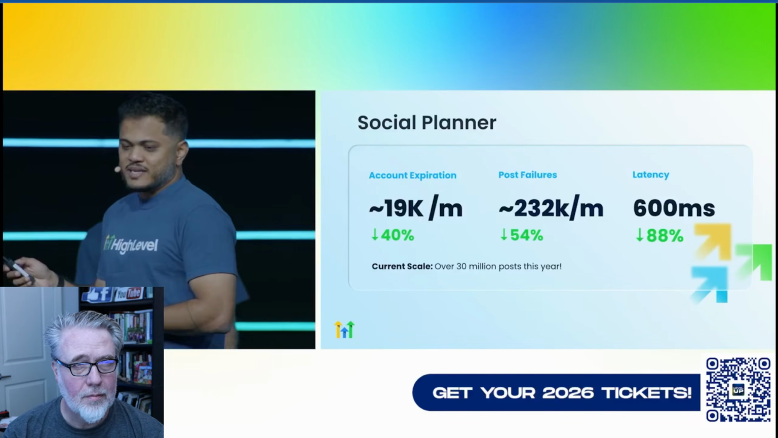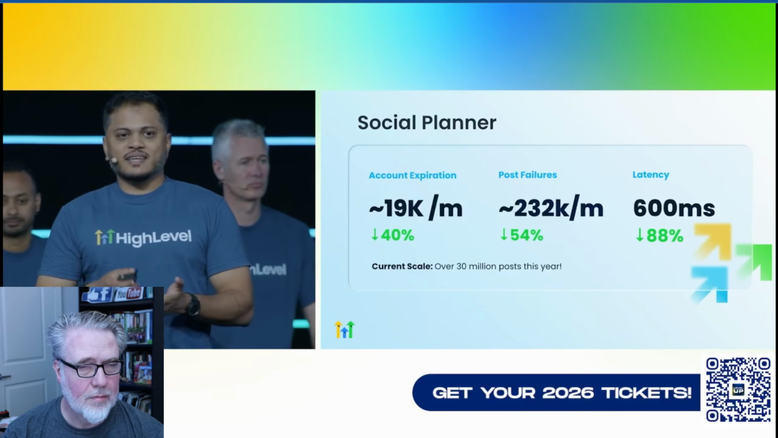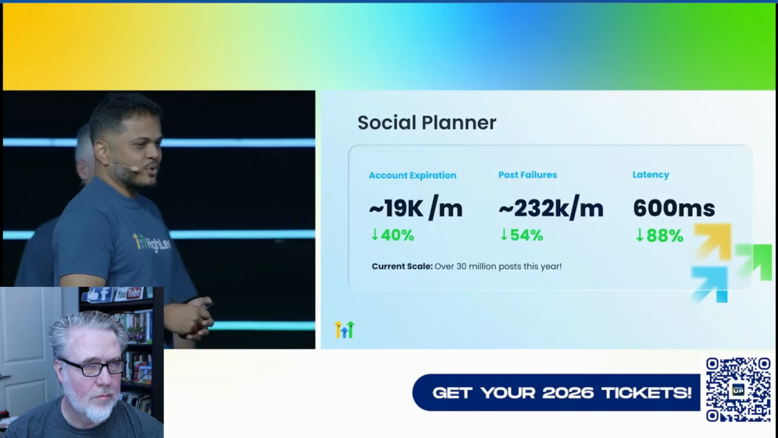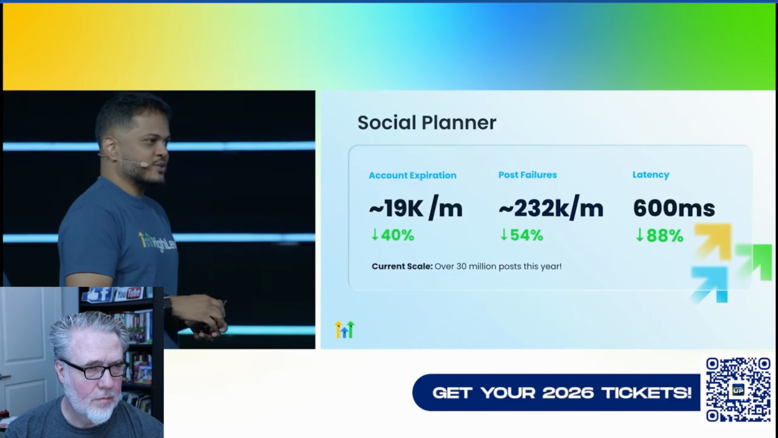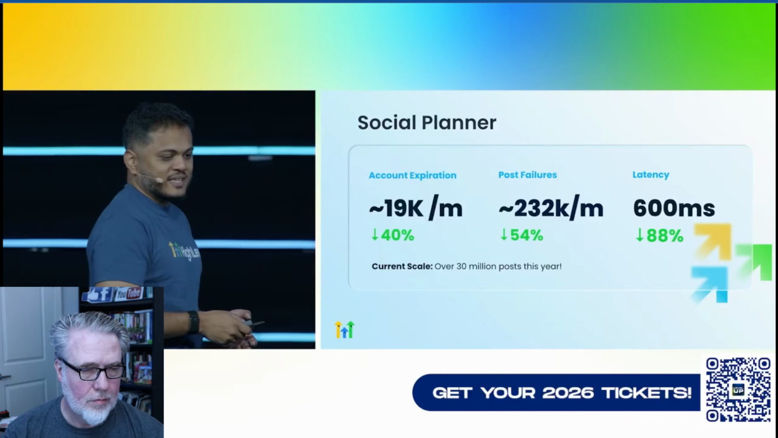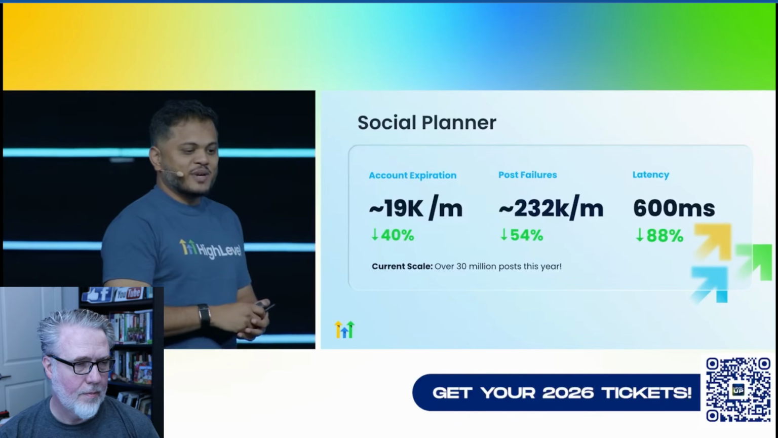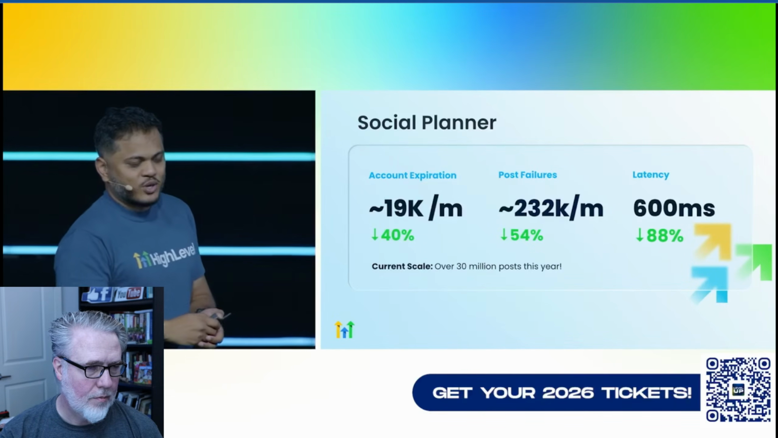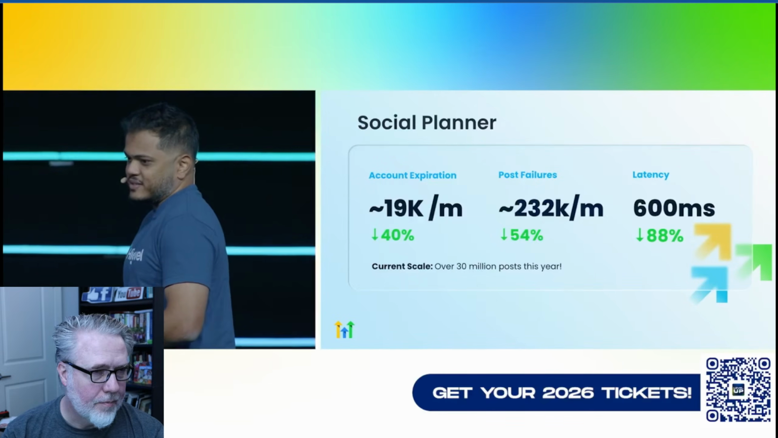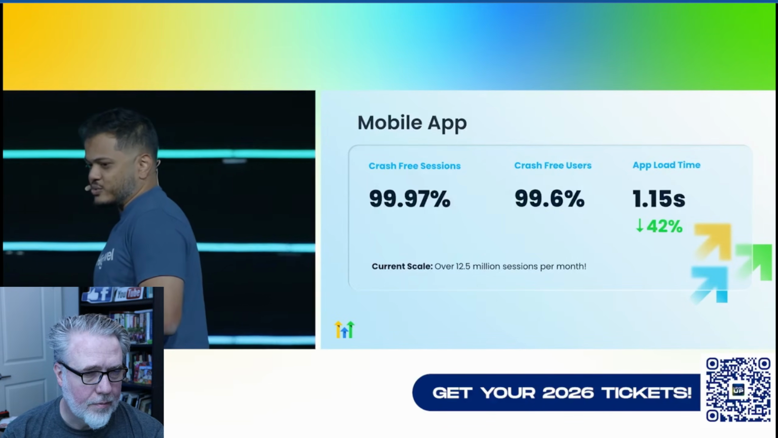Next up is Social Planner. Again, a big complaint is the connections keep breaking or dropping. And that doesn't happen anymore because we have a script that, again, monitors and goes in and makes sure that none of the connections expire. If you see something like post failures, that was a big number. It's down by 54%. So almost any post that you put out on the Social Planner today will go through and get posted. The latency is down by a lot as well.